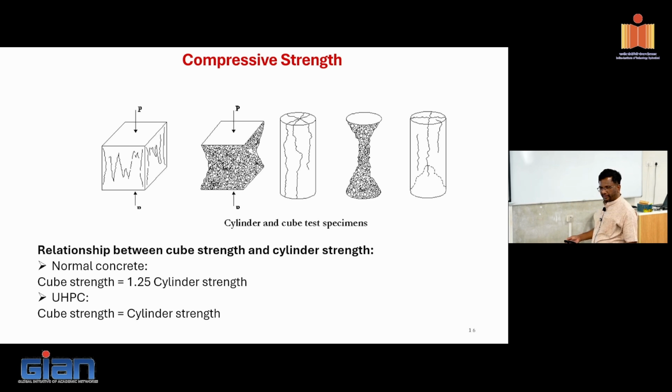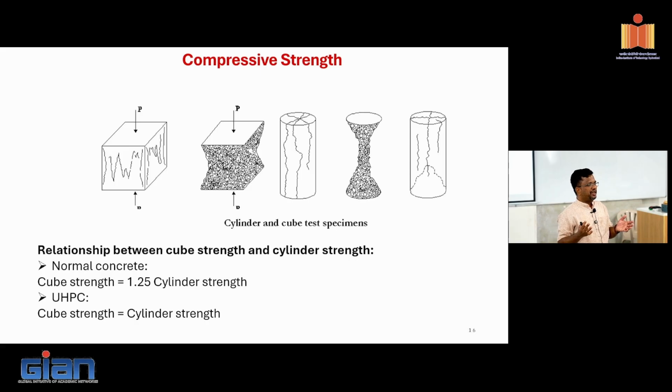For UHPC, we have tested in the last 7-8 years. Interestingly, what we are finding is that because the size of the aggregate is very, very small, less than 2 millimeters, we are not really getting that beneficial effect of friction.